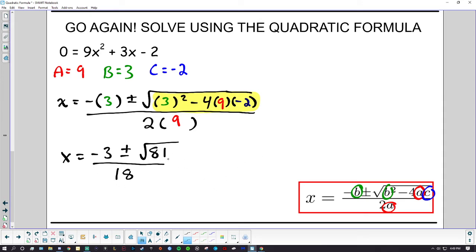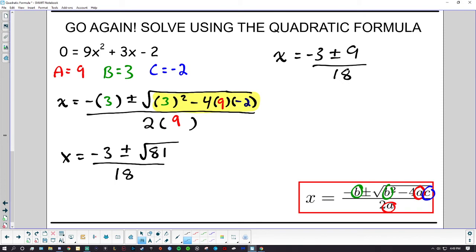We need to simplify our square root, and wow, we are lucky today because the square root of 81, that's easy. What is the square root of 81? Well, it's 9. 9 times 9 is 81. So we can just already go ahead and rewrite this as x equals negative 3 plus or minus square root of 81 is 9 over 18.